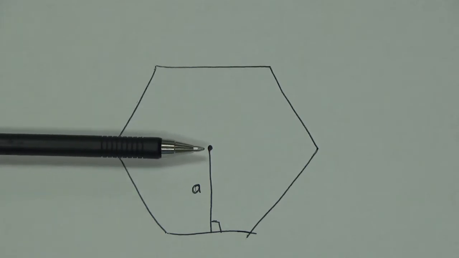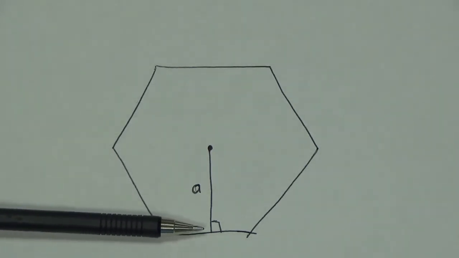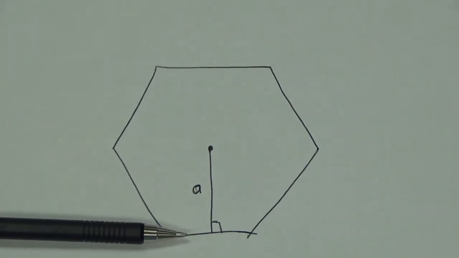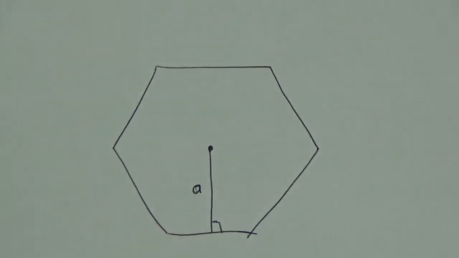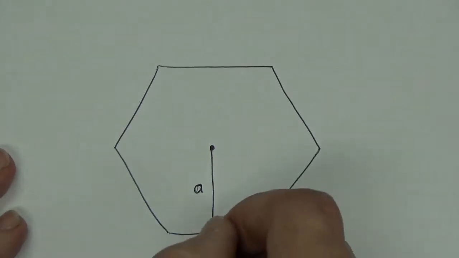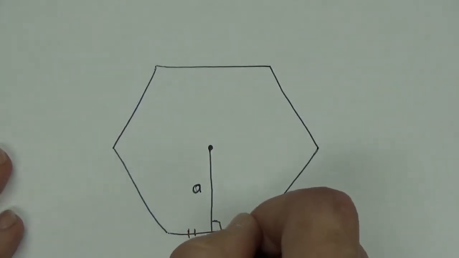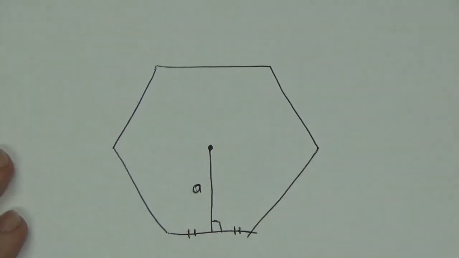An apothem starts at the center point. It comes out to the middle. It's got to be right in the middle, so maybe I could put congruent marks here and here. Okay, the middle of a side, and it must meet it at a right angle. So I'm going to go ahead and put those congruent marks right here. All right, so it's basically like a perpendicular bisector that starts at the center of a regular polygon.